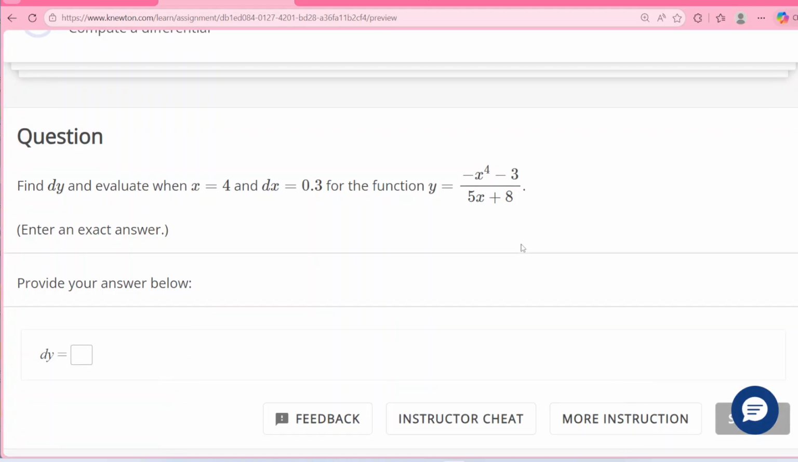And then lastly, the ones where again you're just plugging numbers in and actually finding dy. Remember, dy is how much the output would change on a tangent line. And here we're talking about the tangent line at x equals 4 to the graph of this curve here. If I were to increase x by 0.3, so go from 4 to 4.3, we're asked to calculate how much y would change on the tangent line to this curve.